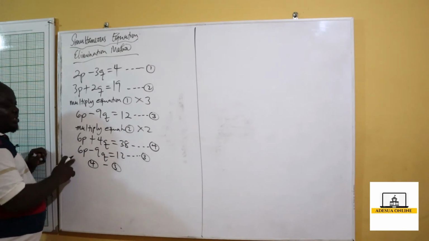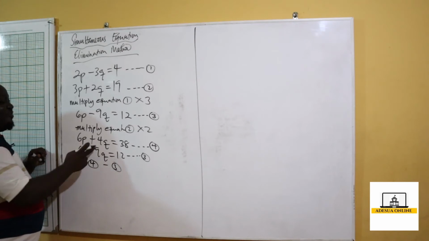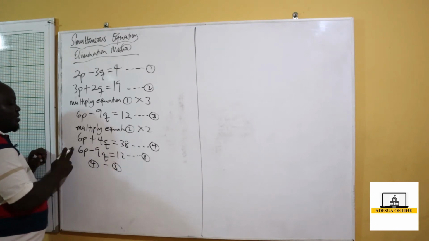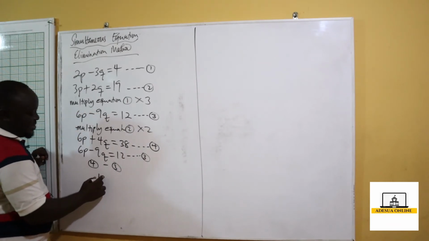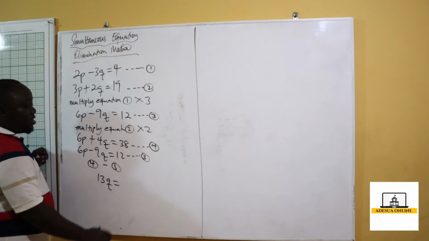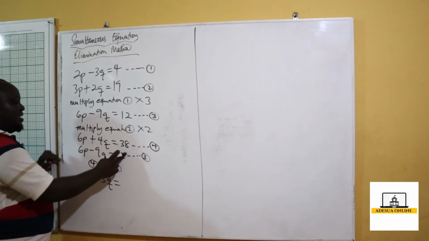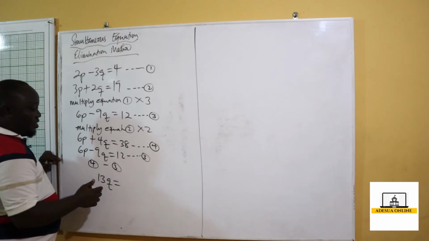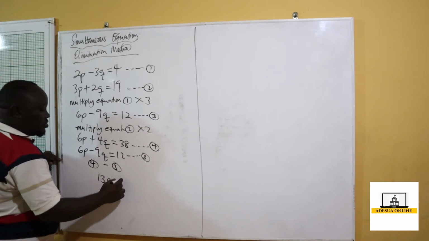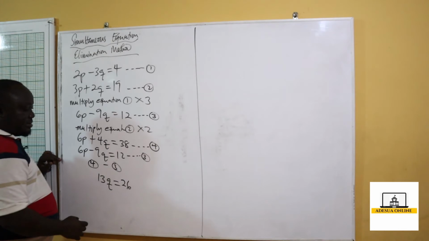So 6p minus 6p is 0. Then we have 4q minus negative 9q, which becomes 4q plus 9q, which will give us 13q equal to, then we have 38 minus 12, and 38 minus 12 will give us 26.